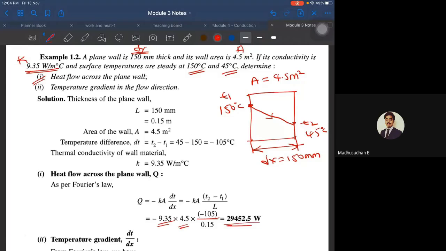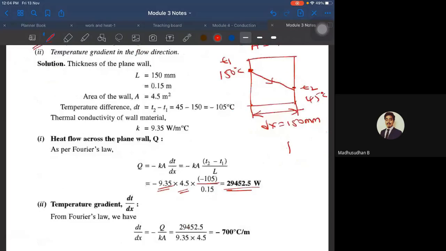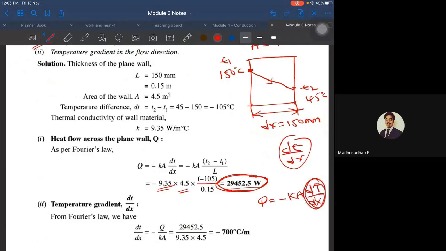Temperature gradient, in the sense, the value of dT by dx you have to find out. So once you have calculated the value of Q, Q was nothing but what? Minus kA dT by dx. The whole of this term you have to calculate. You know the value of Q which you have just calculated here. k is given, A is given. So just calculate what is dT by dx, which is minus 700 degrees Celsius per meter.